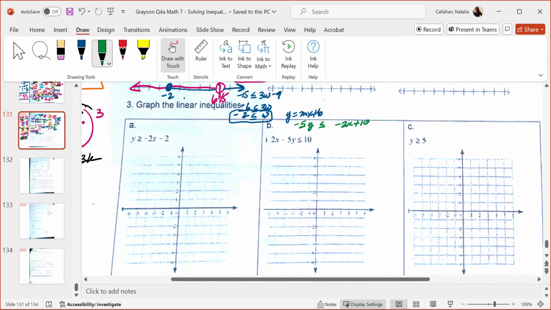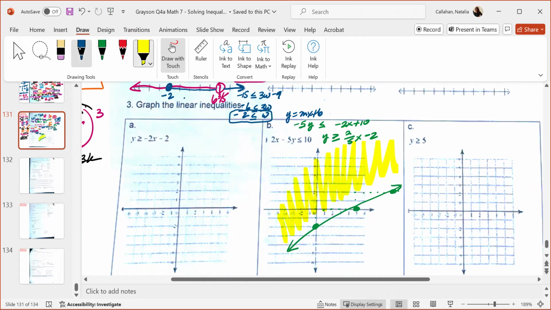Divided by a negative, you switch the sign, right? 2 over 5x, and 10 divided by a negative 5 is a negative 2, right? So negative 2 is right here. Go up 1, 2, 3, 4, 5, right? And you have a straight line, correct? And then it's eating the letter y, so you shade up.